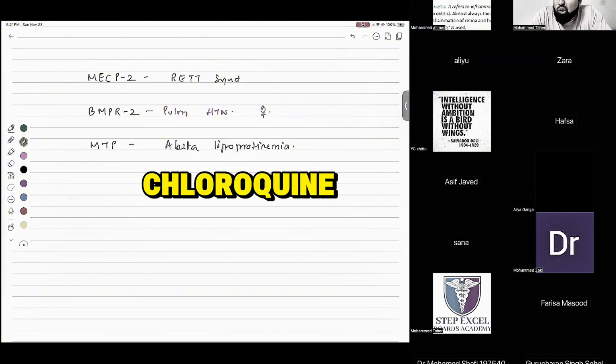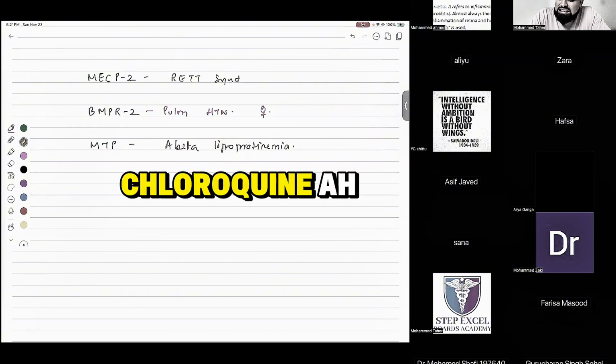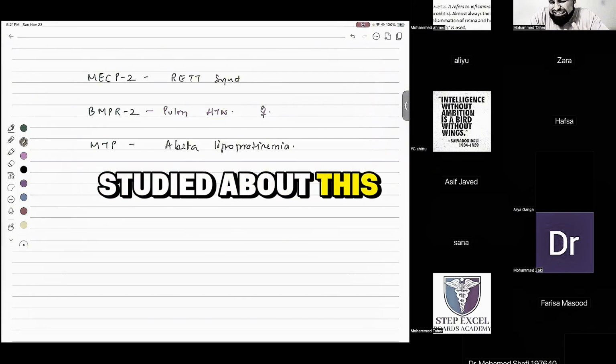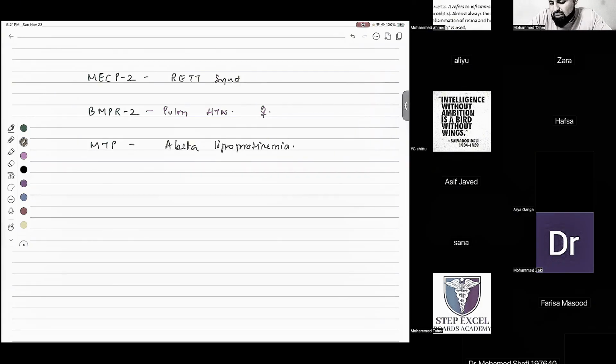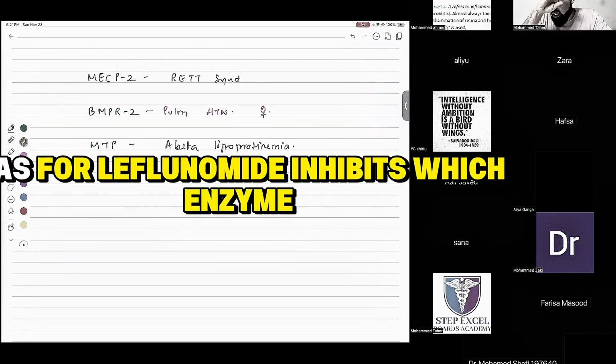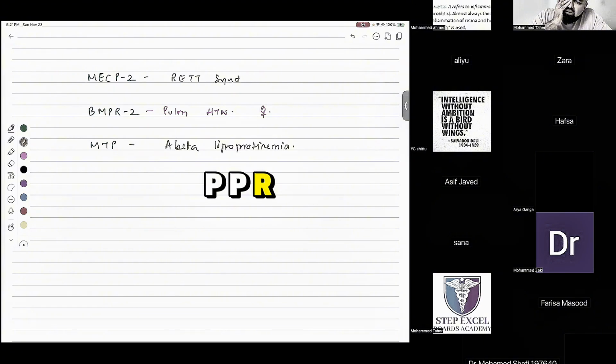What is the mechanism of action of chloroquine? Inhibits heme polymerase. Chloroquine was also studied as it can be used for rheumatoid arthritis. And another drug we studied with a mnemonic, L was for leflunomide, which inhibits an enzyme.